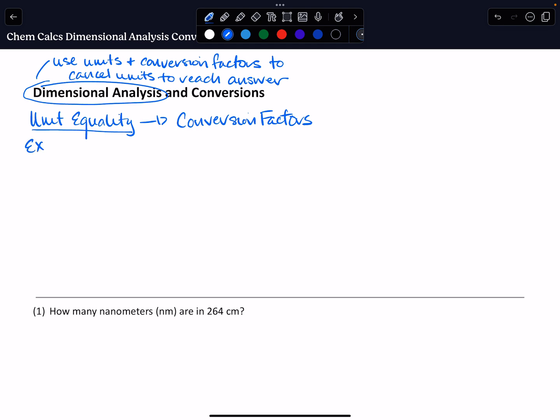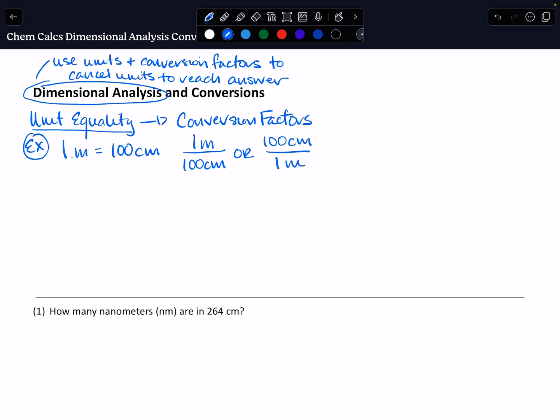All right, so for example, let's say that we know that 1 meter is equal to 100 centimeters. So that is a unit equality. 1 meter equals 100 centimeters. So the meter centimeter equality, what numbers make those two units equal to each other? We can take that particular equality and convert that into a conversion factor. So we say 1 meter per 100 centimeters, or we can write it as 100 centimeters per 1 meter.